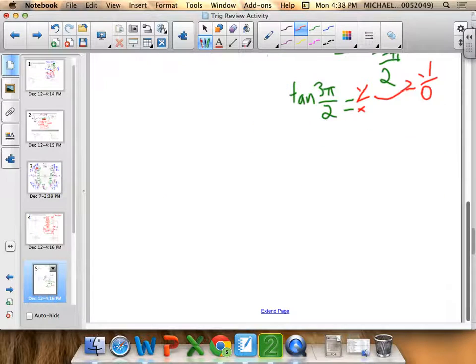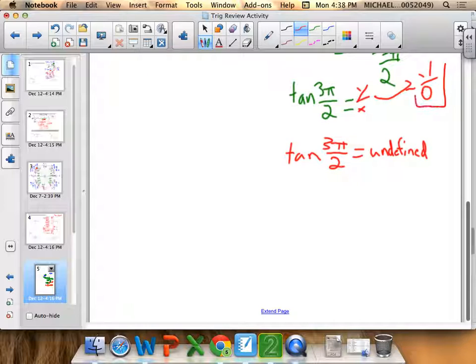Now, if you remember from all of Algebra 2, you can't divide by 0. So the tangent of 3 pi over 2 is undefined. But notice, anytime you work with tangent, you will get a fraction at first. This is our final answer.